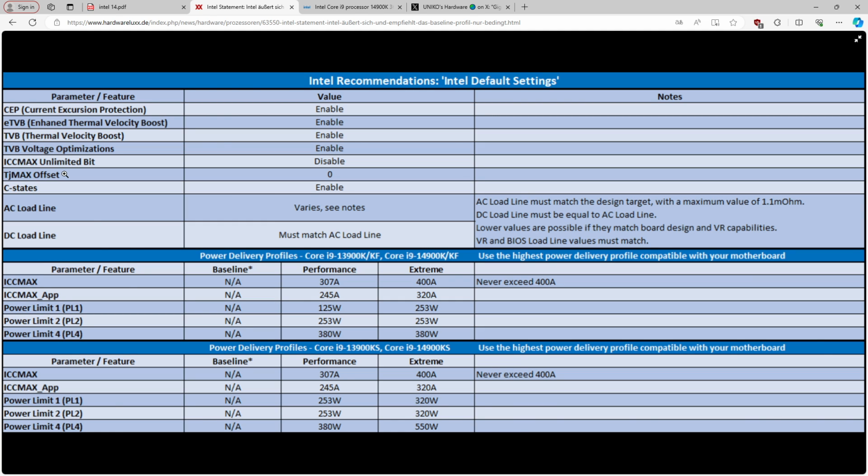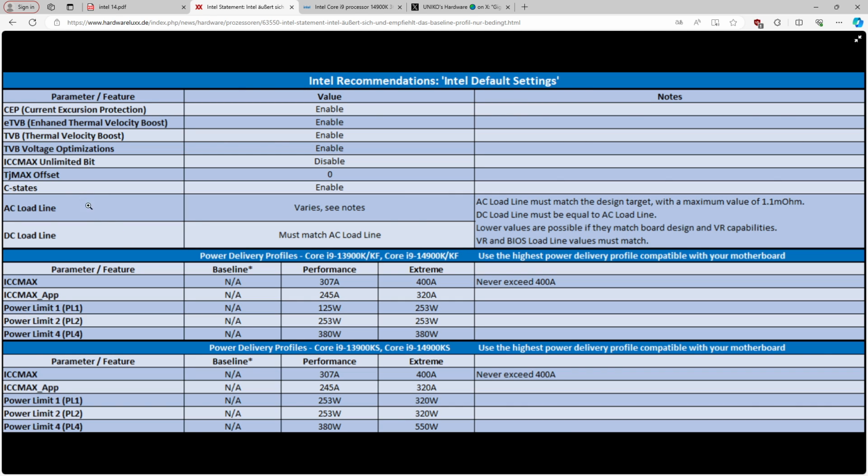On Asus, you actually have a separate setting that you need to disable in order to get your current limit enabled. I'm not really a fan of how this works, it's kind of weirdly backwards, right? ICC Max Unlimited makes sense if you read what the setting is called, but you need to turn that off to get your current limit enabled.